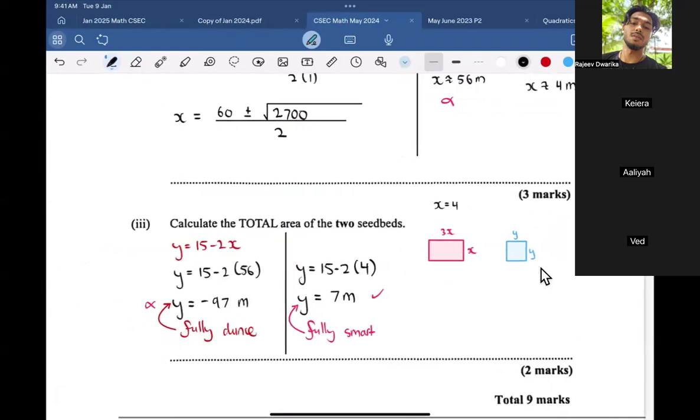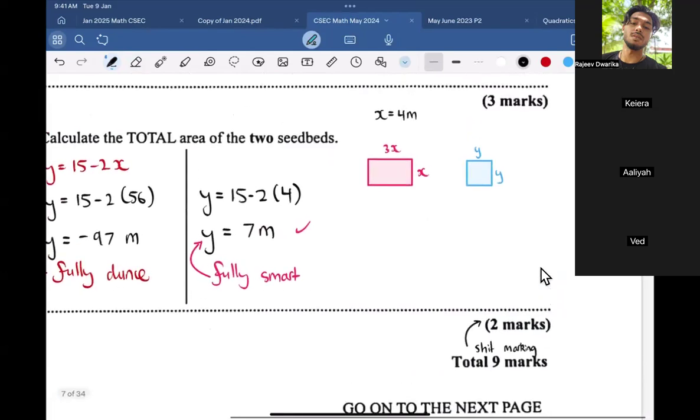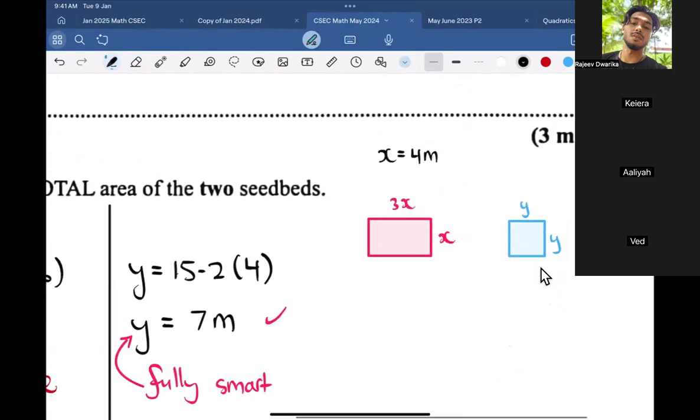Yeah, so this question was kind of troublesome because some people would have used the 56. I think they should have given you more marks for this because you need to recognize that the 56 is a wrong answer. Come on, bro. Are you serious?